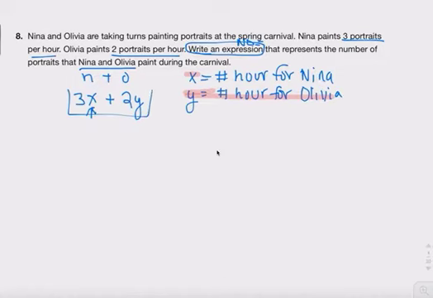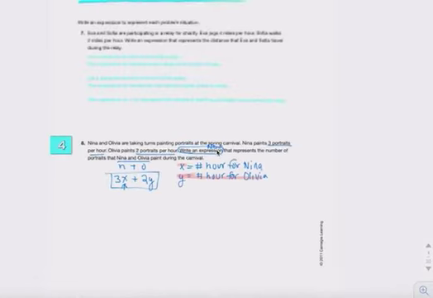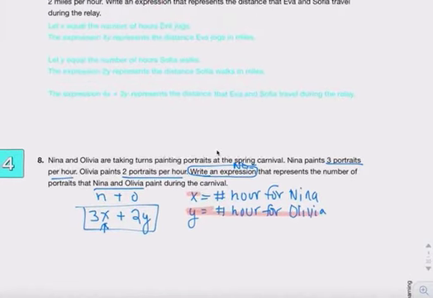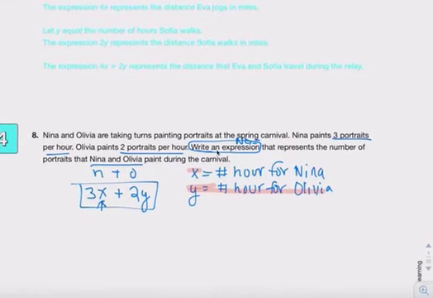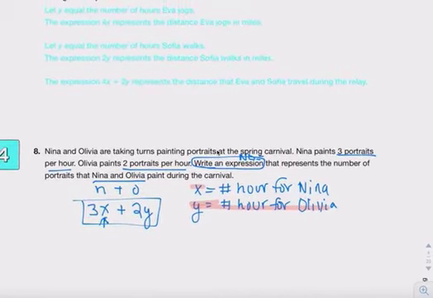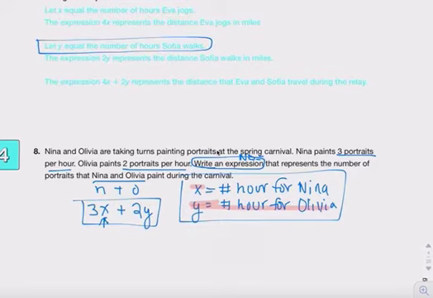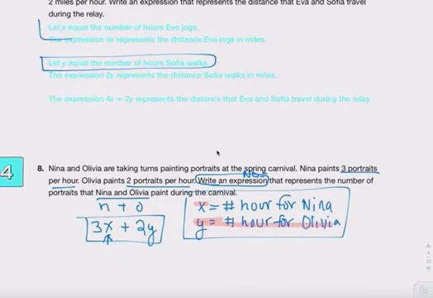This is the expression. I don't know how they did it in here. I don't need you to write all that other stuff. I just need you to do this part: what X and Y are. Let Y equal, let X equal. This is fine right here.